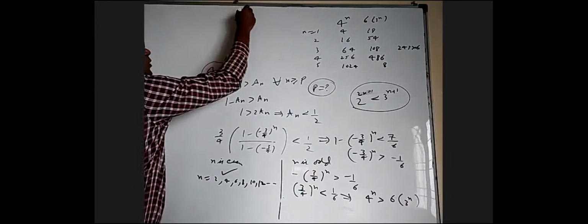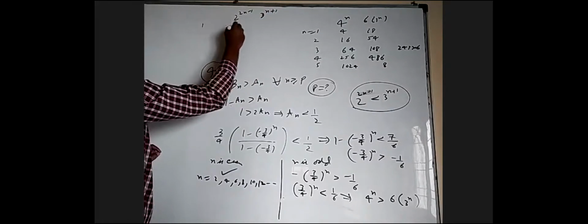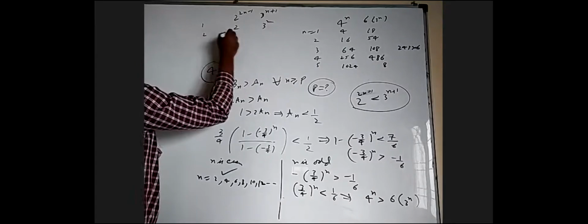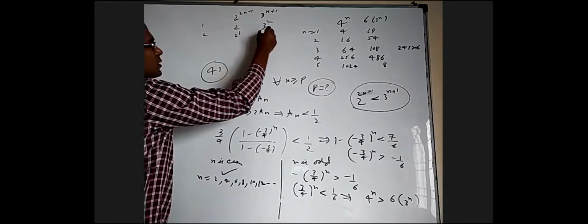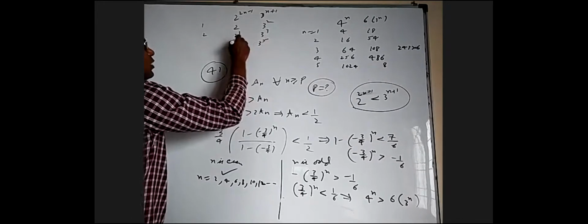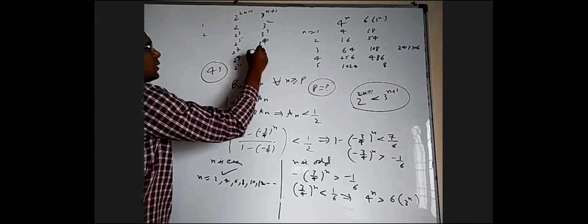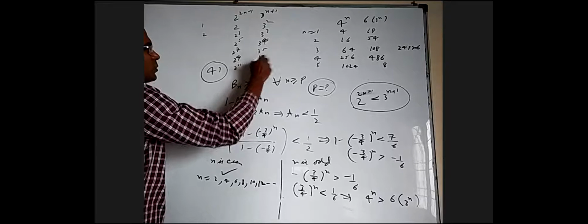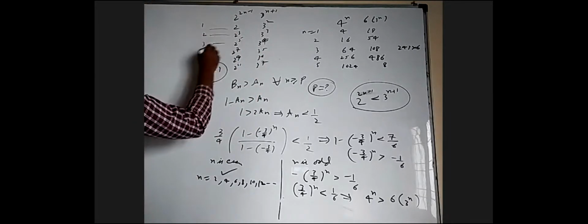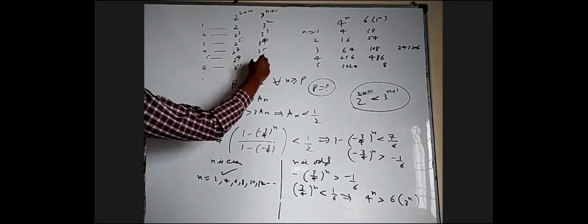2 power 2n minus 1 and 3 power n plus 1. When you take 1, it is 2 and this is 3 square. When you take 2, this is 2 cube and this is 3 cube. And 2 power 5 and 3 power 4. 2 power 7, 2 power 9, 2 power 11. This is 3 power 5, 3 power 6, 3 power 7. Okay. This is 1, 2, 3, 4, 5, and 6. Okay, maybe comparison is easy here because you know all the powers of 2.